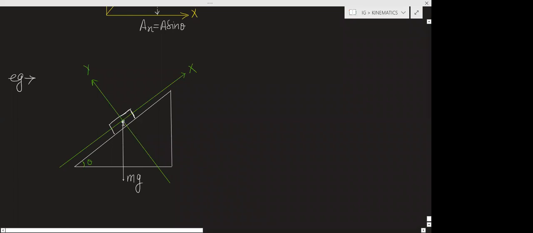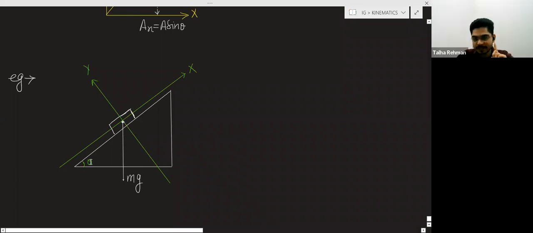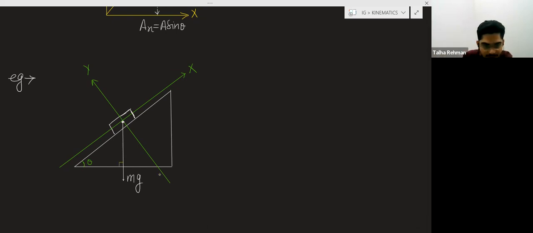This block has the weight acting in the downward direction, and this is the inclined plane. This is angle theta. Now we want to resolve this force. Weight is basically a force, and I want to resolve this force along the y-axis and along the x-axis. And this time we have taken the axes one parallel to the inclined plane and one perpendicular to the surface of the inclined plane. Now see, this angle will be 90 degrees.